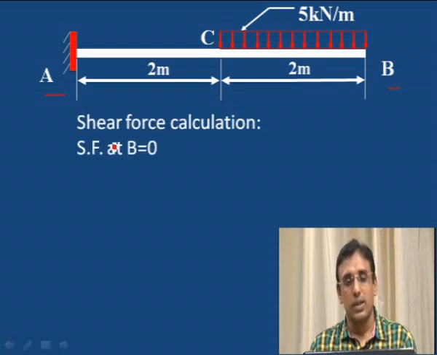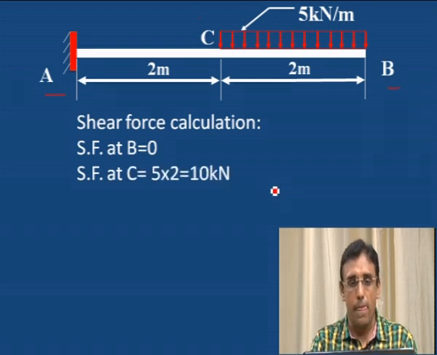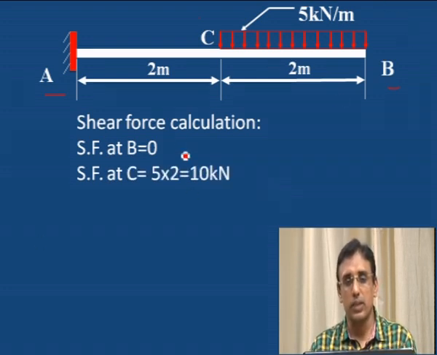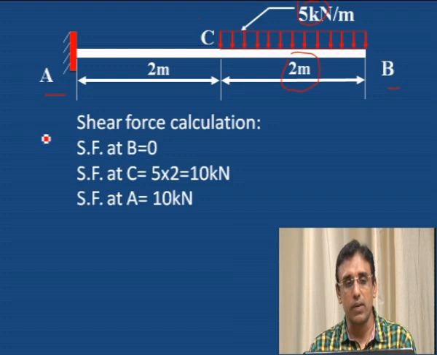Shear force calculation. Shear force at B. What is the value of shear force at B? 0, because no load is acting at that point. Shear force at C: at this point the total load is acting, 5 into 2 meter, because it is 5 kilonewton per meter. 1 meter is 5 kilonewton, 2 meter is 5 into 2, 10 kilonewton. Shear force at A: from C to A no load is added, therefore it remains the same. Whatever the previous value of 10 kilonewton, the same you can retain here at A.